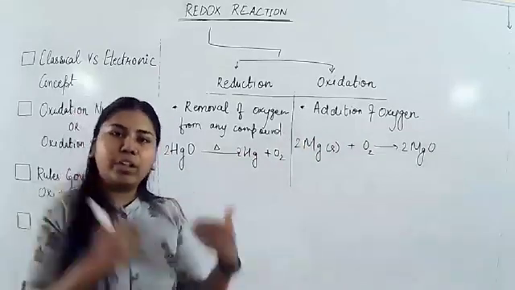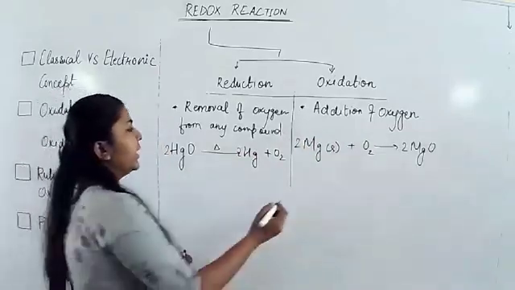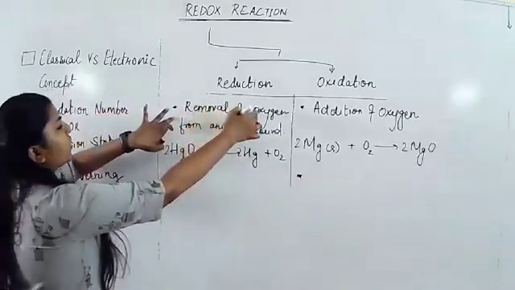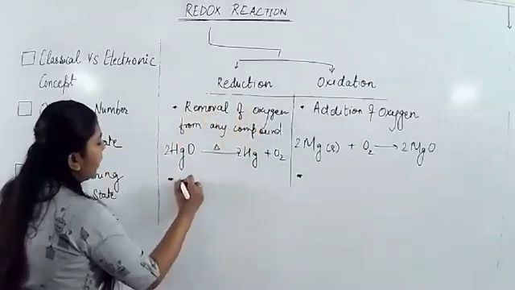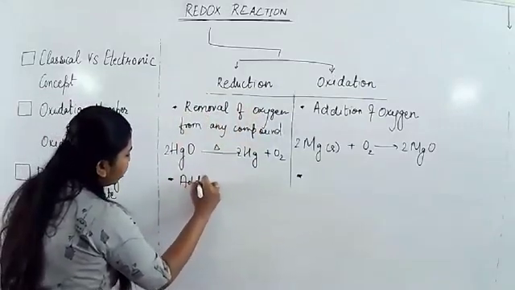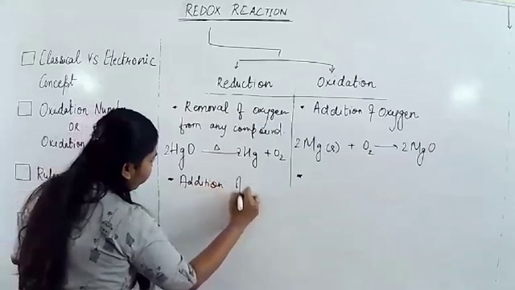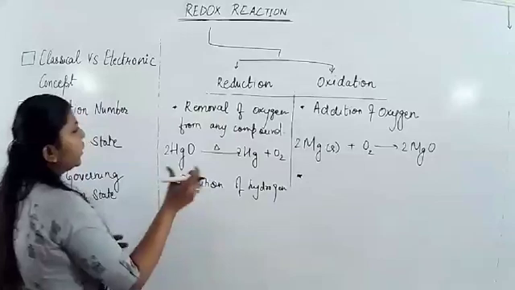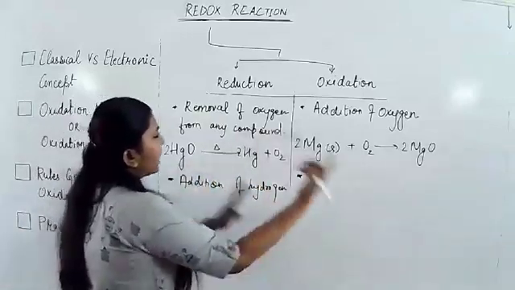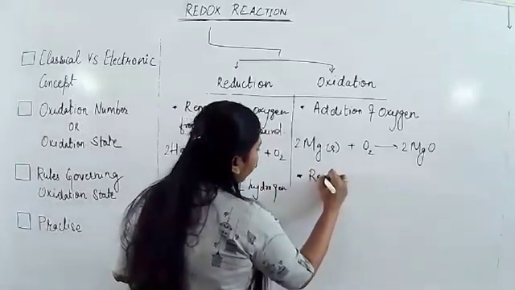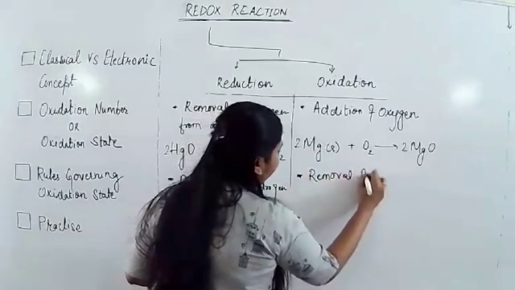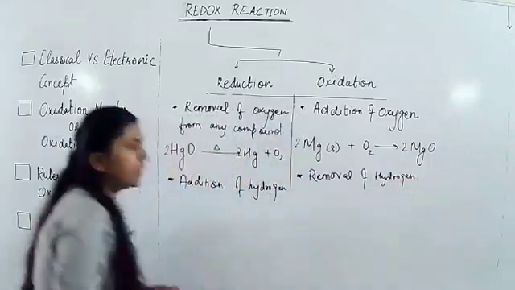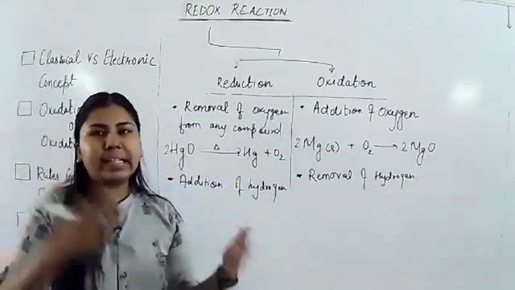Now let's come to the hydrogen part that you already know, that it just works oppositely. Like here the oxygen has been removed. So in reduction, addition of hydrogen takes place, addition of hydrogen to any compound, right? Exactly opposite here, in oxidation there is removal of hydrogen, right?